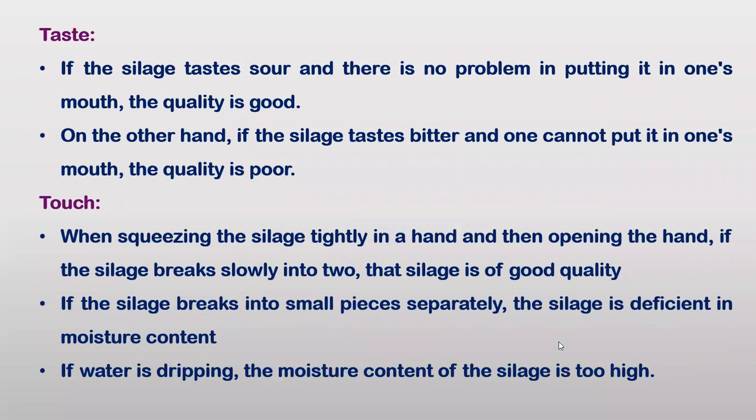And touch: when squeezing the silage tightly in the hand and then opening the hand, the silage should break slowly into 2 parts, and then we can say that the silage quality is good. If the silage breaks into small pieces separately, then the silage is deficient in moisture content. And if water is dripping when squeezing it, the moisture content of the silage is too high. So this is poor quality silage.